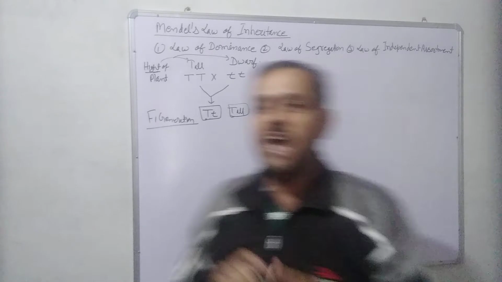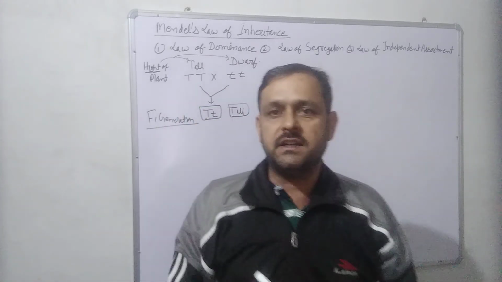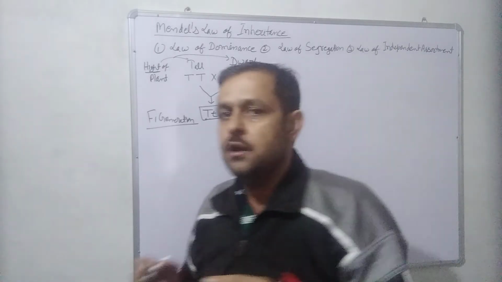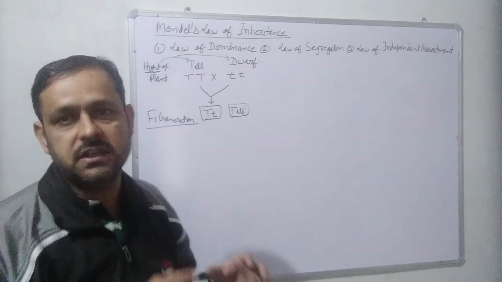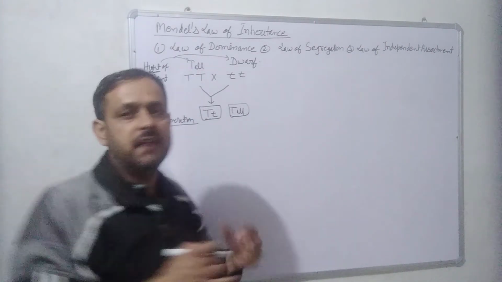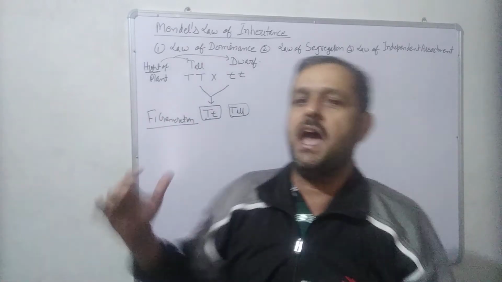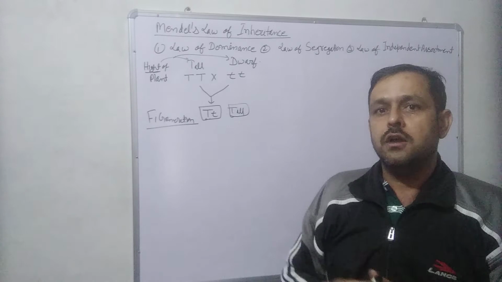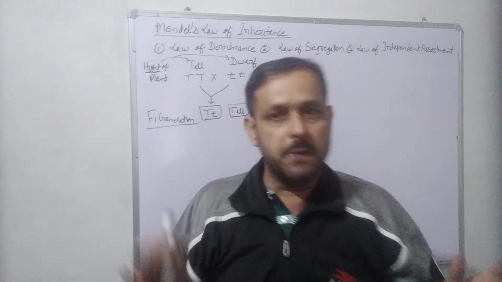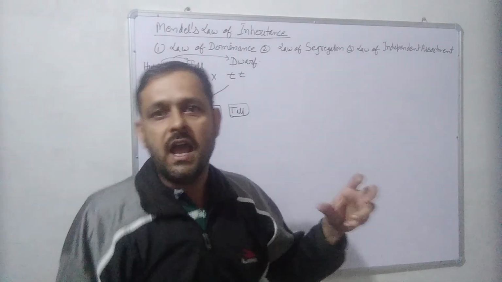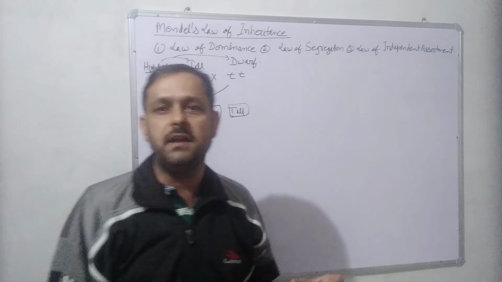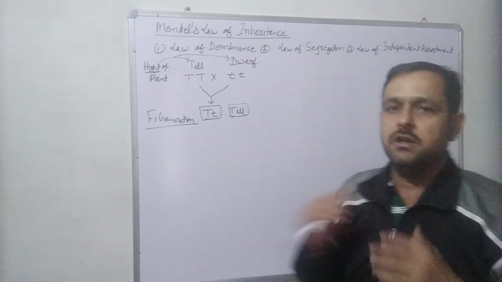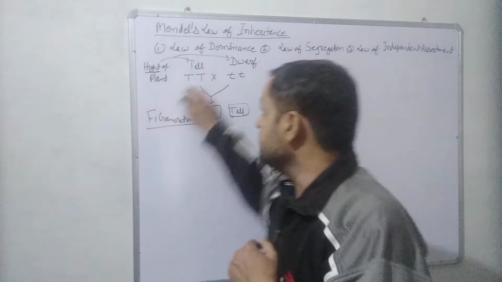So the law states that the character which is present in the F1 generation is called dominant, and the character which is not present in the F1 generation is called recessive. So this is the law of dominance. The character present in the F1 generation is dominant over the recessive character, and this is called the law of dominance. So it is the example.